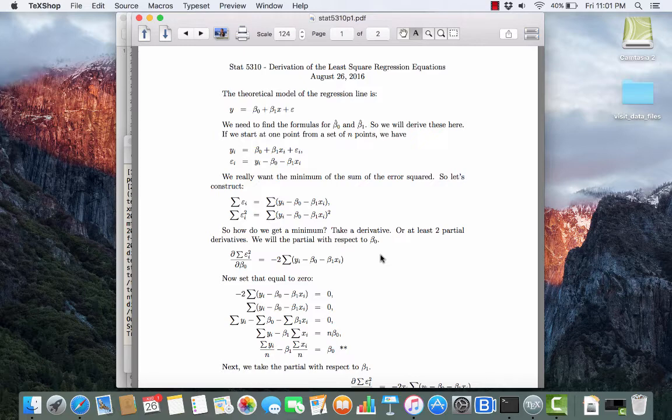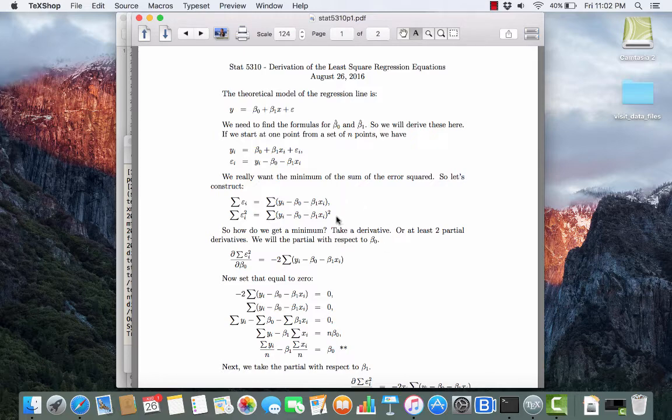Okay? And as we said the other day in class, how do I get a minimum? I take a derivative. So I'm actually going to have to take a partial derivative. I'm going to take two of them. One for beta 0 and one for beta 1. Okay? So think about your calculus days.